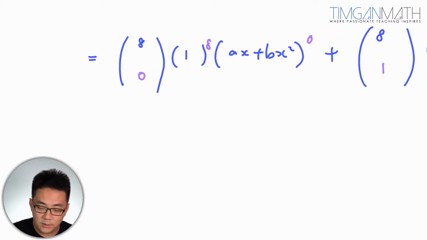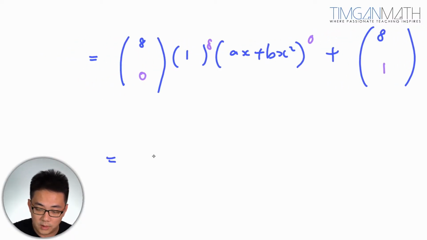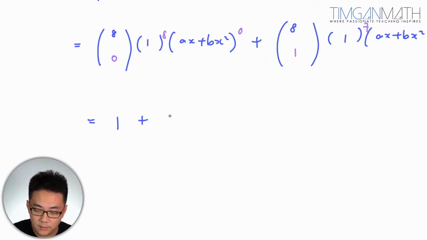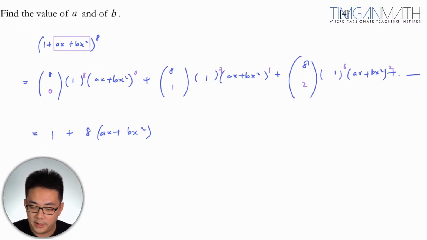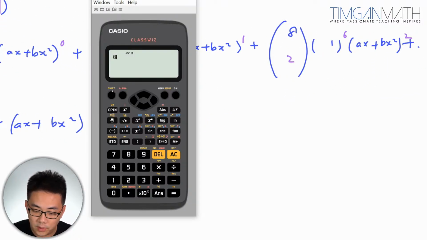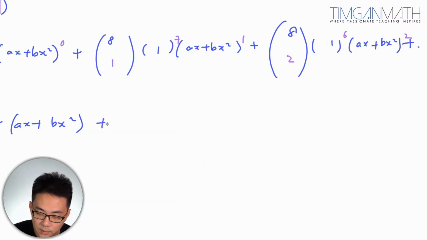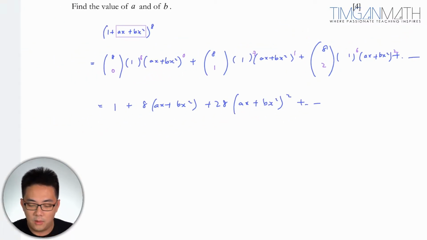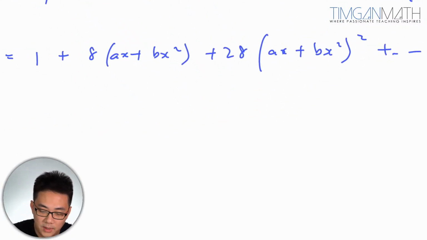So 8 choose 0 is 1, so this is 1. This will be 1 as well. So this will be 8, 8 choose 1 will be 8, and that will be 8 times ax plus bx squared. And the 8 choose 2, you could just bring your calculator out. That will be 28. Okay, then this will be ax plus bx squared squared. That's pretty okay.